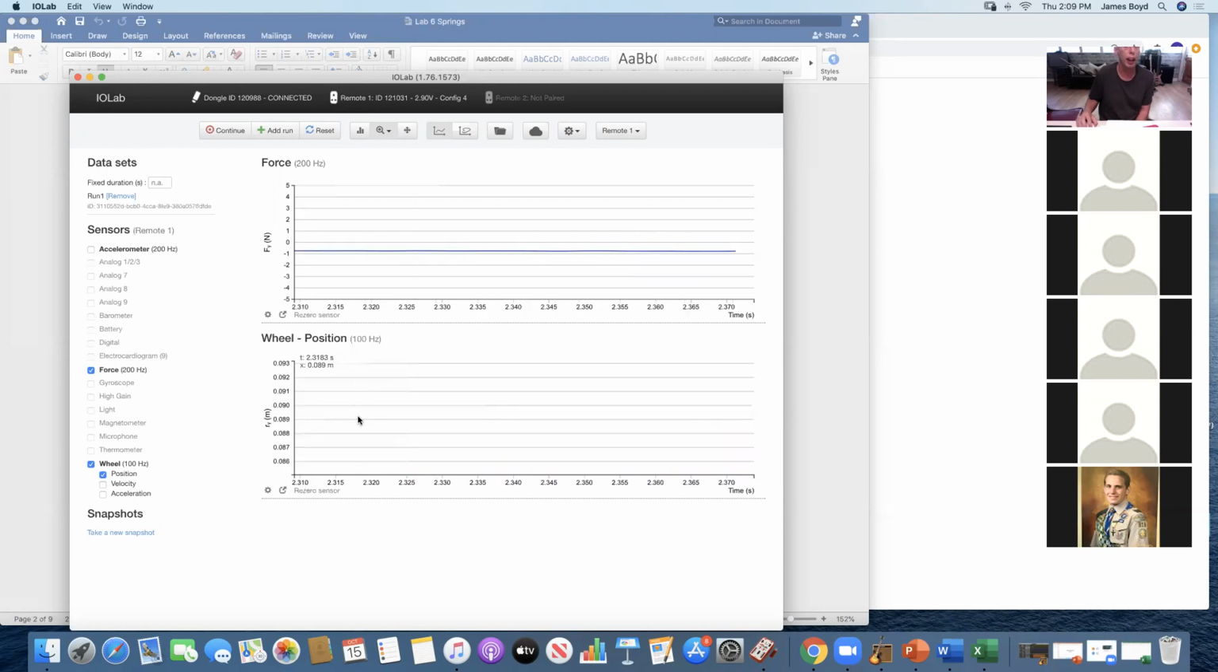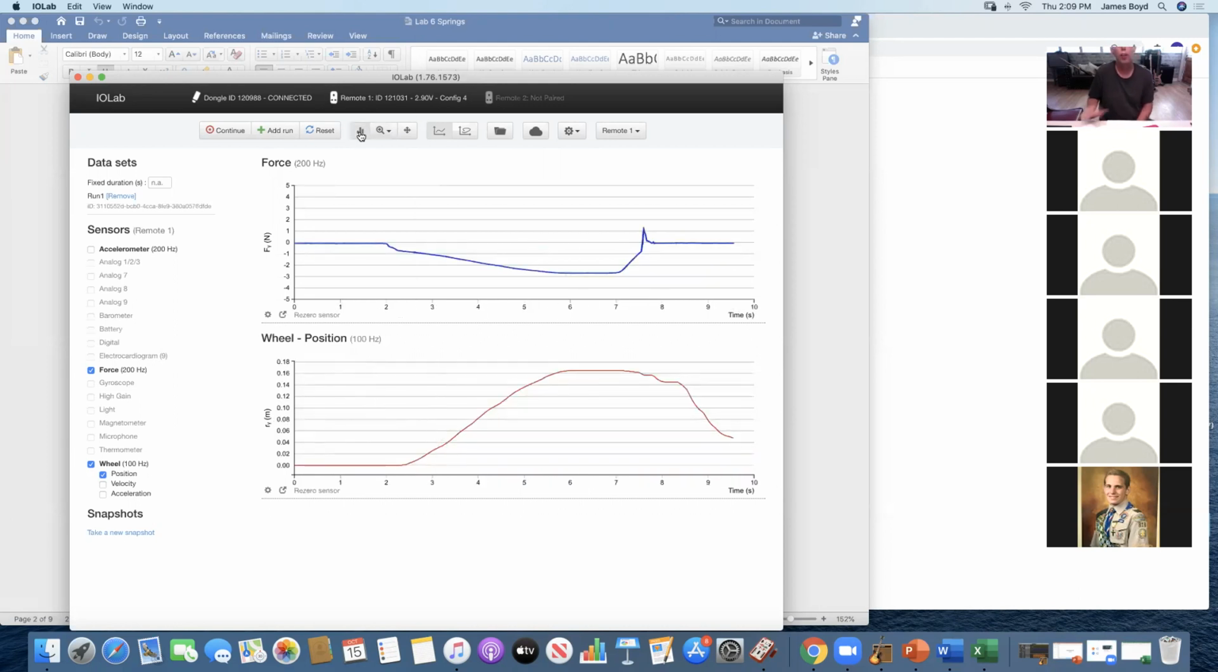I'm sorry, that's not what I wanted. Go to the graph one, make sure you start at about 0 and go to about 0.1. Hopefully, mine's not great, but hopefully your force graph is pretty much a straight line, a negative slope. And once you have that, this is where things are going to get a little weird. This is where things are going to get a little crazy.